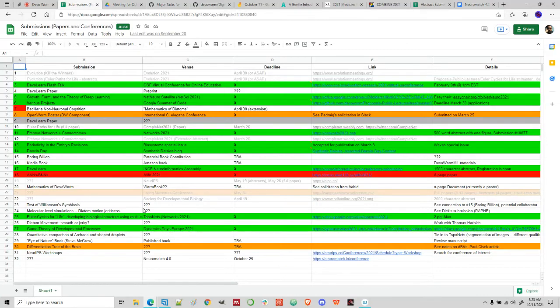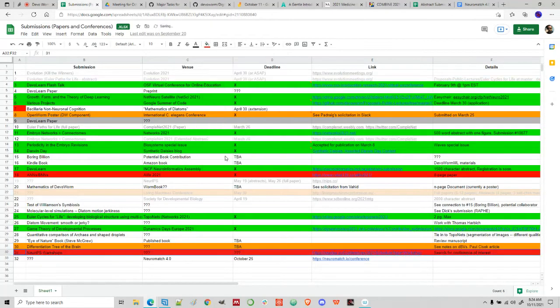So there are a number of papers that, if you're interested in diatom movement, or in genomic research, or cell segmentation, those are things that we have, these items like the quantitative comparison of Archaea, and the NeurIPS workshops. I think that's come and gone in terms of submissions. I don't think anyone submitted anything successfully to that.